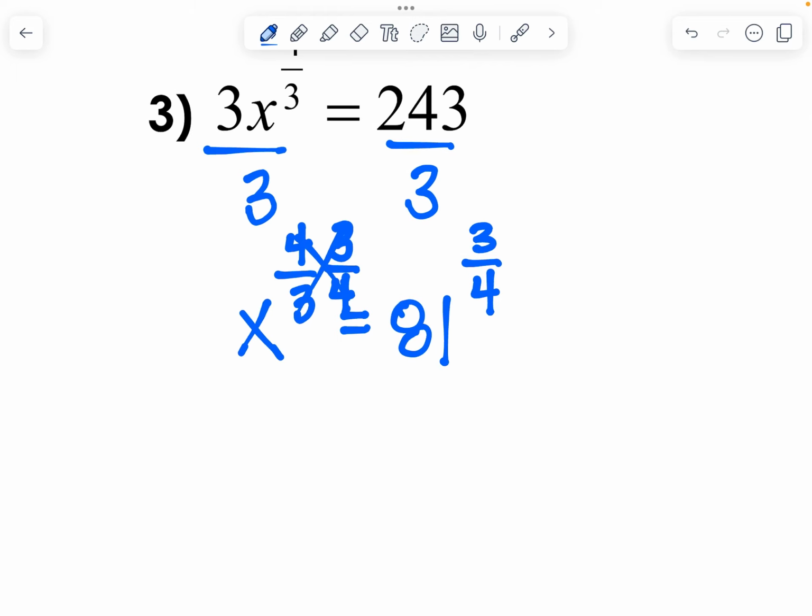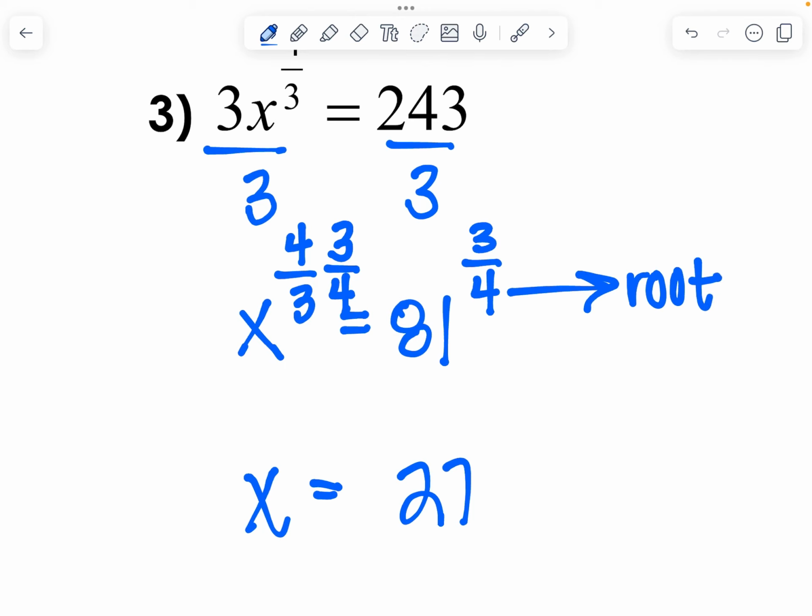Okay, these guys will cancel each other out, and so that leaves us just with x. And then 81 to the 3/4 power is 27. Desmos would help us with that. And then notice, remember we have exponent over root, so that's our root, and it is even, so we need a plus or a minus in front of our answer.